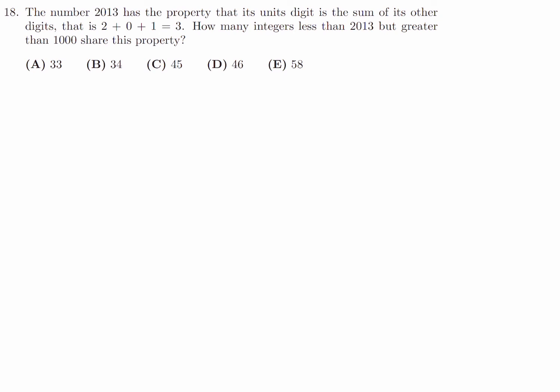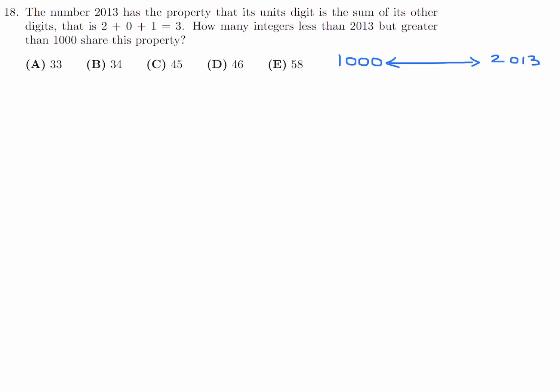The number 2013 has a property that its units digit is the sum of its other digits. That is, 2 plus 0 plus 1 is equal to 3. How many integers less than 2013 but greater than 1000 share this property? Well, our range is between 1000 and 2013, so not including 2013 and not including 1000.